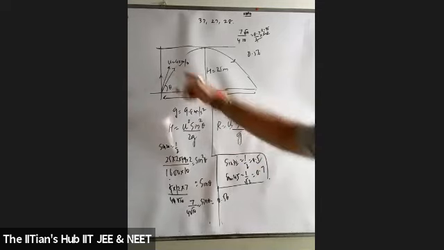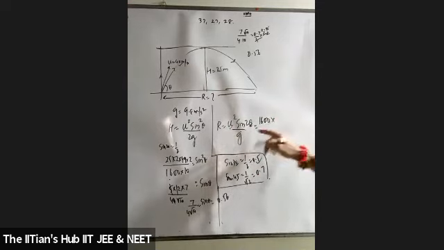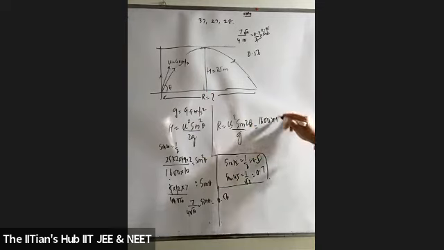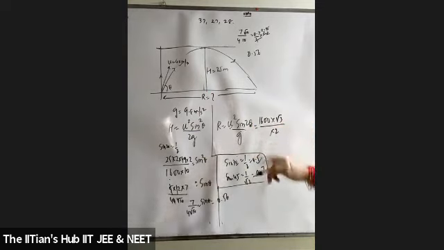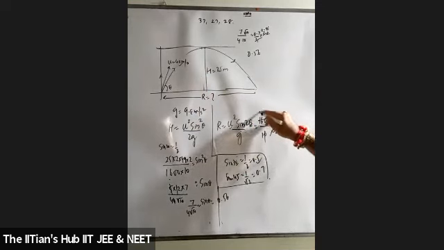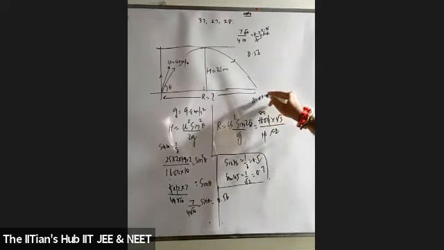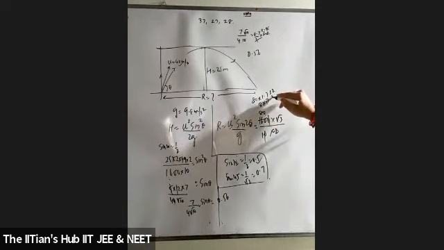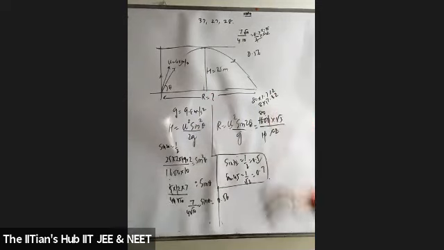40 into 40, that means 1600, into sine of 60, which is root 3 by 2. g, let me take it as 10. Cancellation, 80 into 1.732, that is 8 into 17.32. Look over here, what's the answer? Is your answer closer to around 140, 150? It would be 138.56.